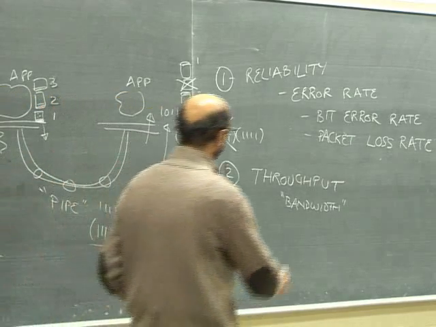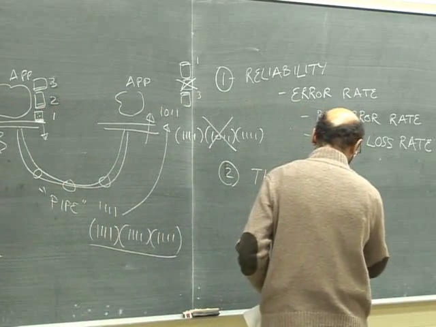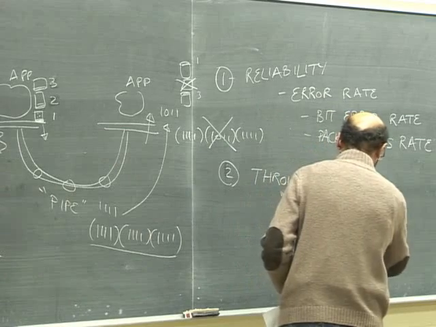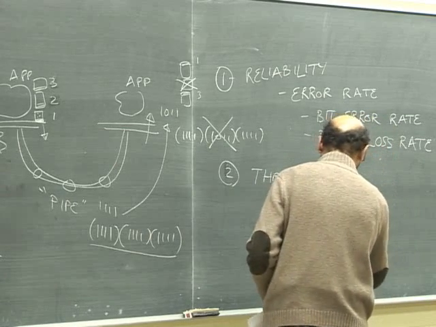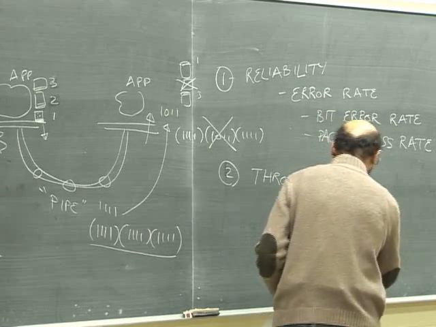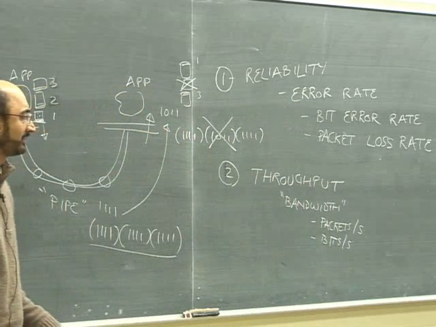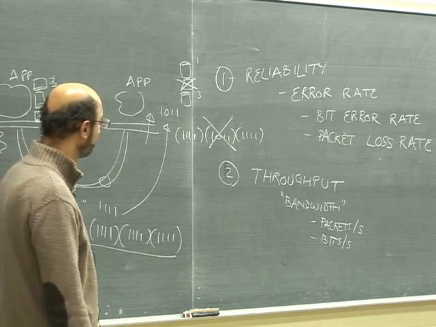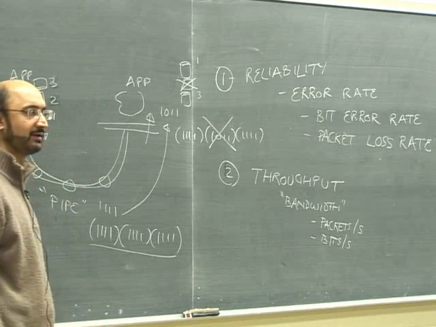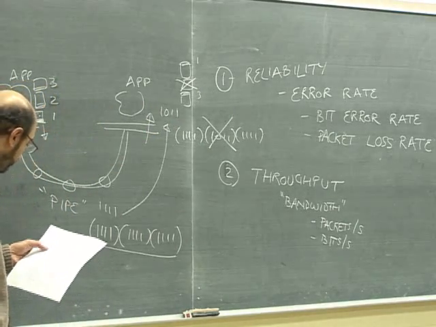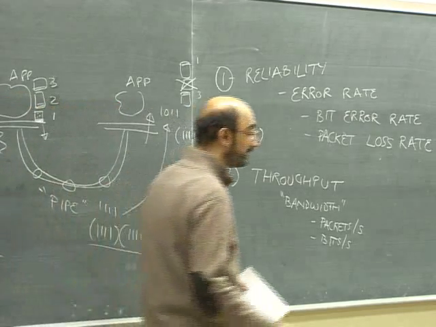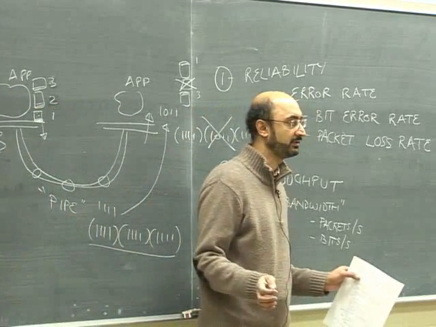And we can measure that. So we measure that as packets per second or bits per second. And bits per second is more accurate because packets are of variable size. So it really doesn't make too much sense to say packets per second, but bits per second, well, that's more reasonable. Okay, any questions about this?